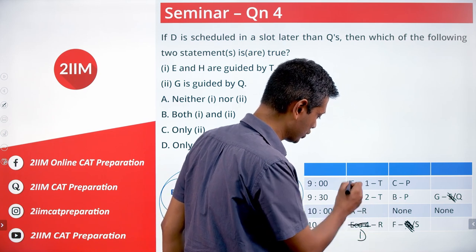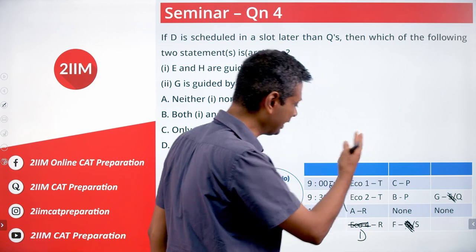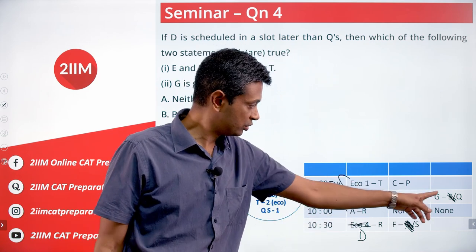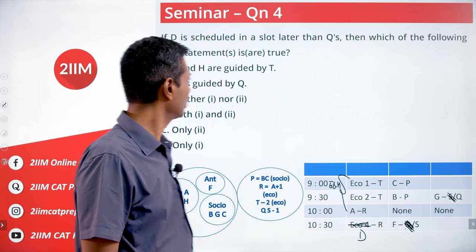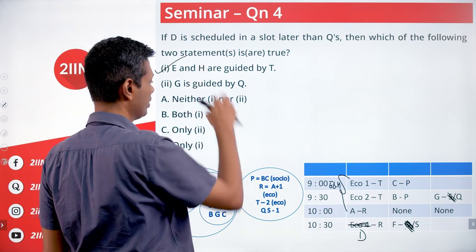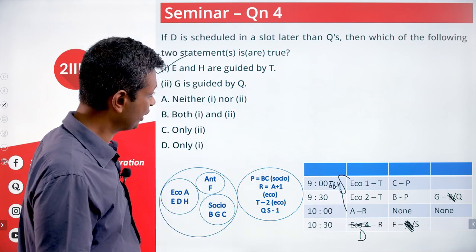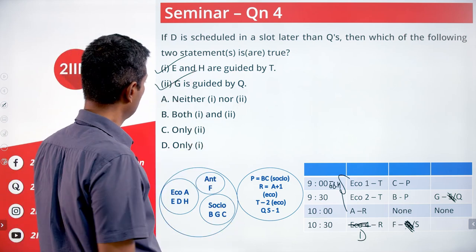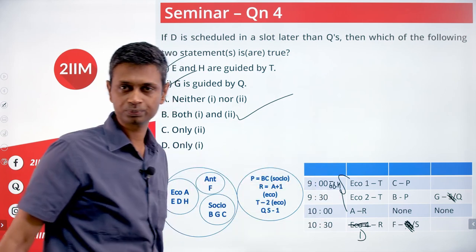A, E, D, H are remaining. E and H go here. That can be in any order, but G is guided by Q, F is guided by S, D is guided by R. That much we know. E and H are guided by T. Yeah, that is true. They go in some order in slot 1 and slot 2, but they are guided by T. G is guided by Q. Yeah, that is true. Neither 1 nor 2, both 1 and 2, only 1. Both 1 and 2, both are true.